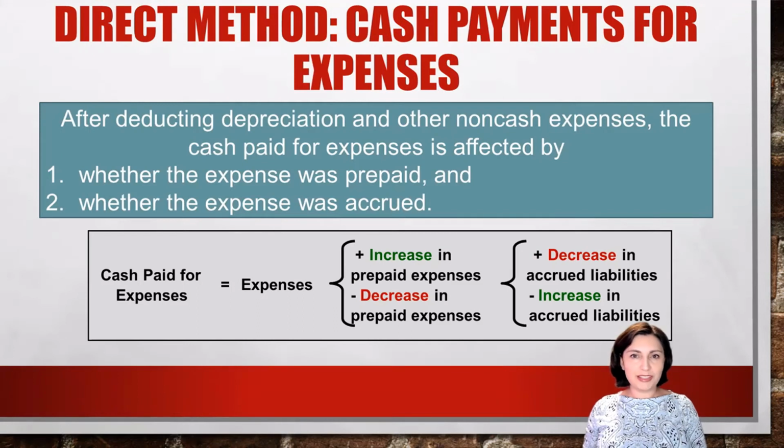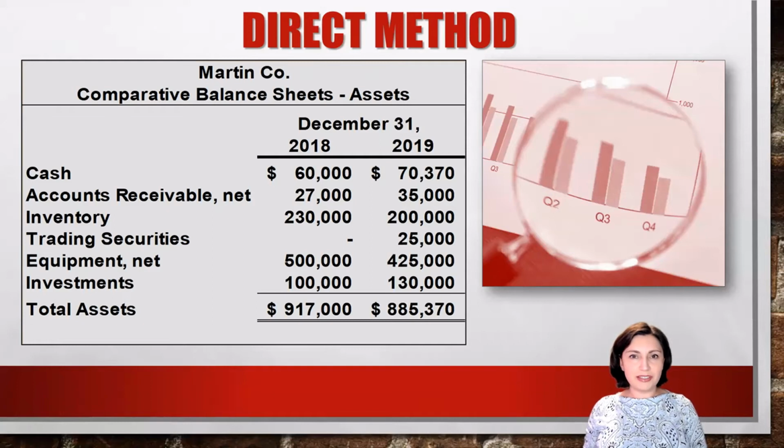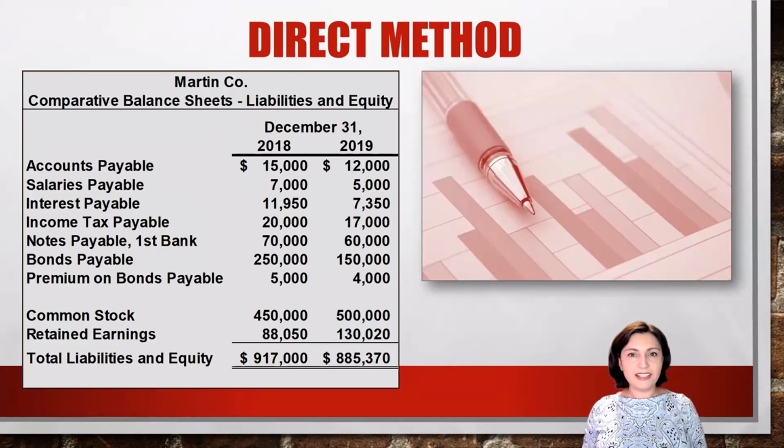All accrual basis expenses need to be adjusted for changes in related prepaid asset accounts and accrued liability accounts. This is Martin's balance sheet. The first step is to calculate the changes in these asset accounts during the year. The second step is to calculate the changes in the liabilities and equity accounts.